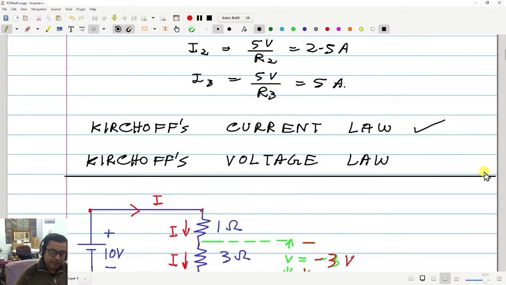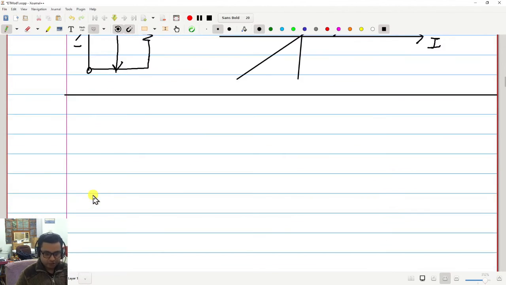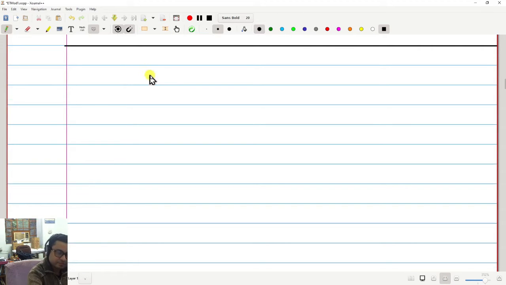Now, in all these circuits, the other thing that I am using is a source, like a battery. Now, let's talk about the source.